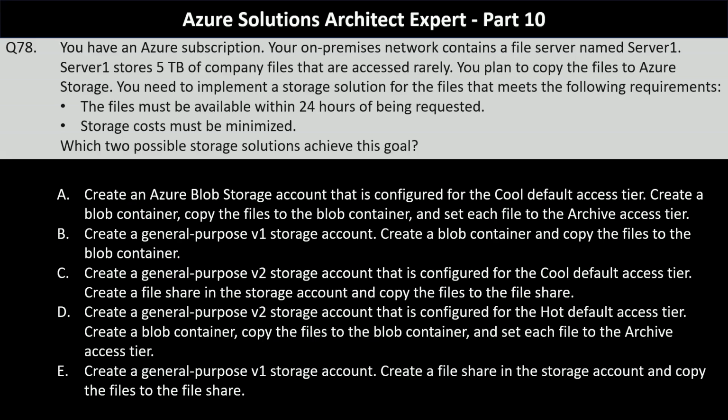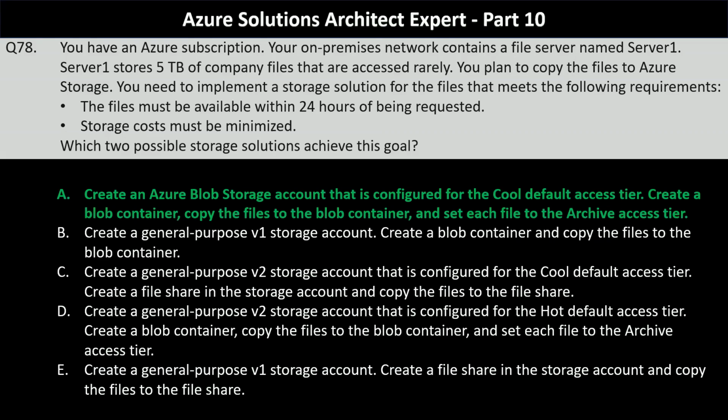Now folks, option A allows for cost-efficient storage with the cool and archive tier. The archive tier is designed for rarely accessed data and offers the lowest storage cost. Files in the archive tier may take several hours to retrieve, which is up to 24 hours. So it seems to be a suitable choice for our requirement. Now, option B includes general purpose V1 storage accounts, which do not support access tiers like cool or archive. So it does not offer a way to minimize cost for rarely accessed data, therefore an incorrect choice.